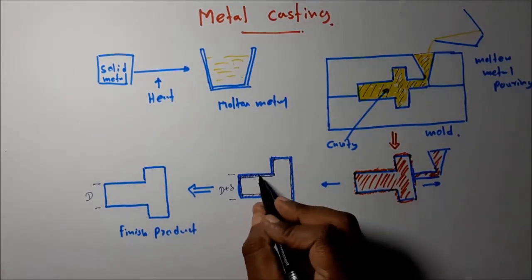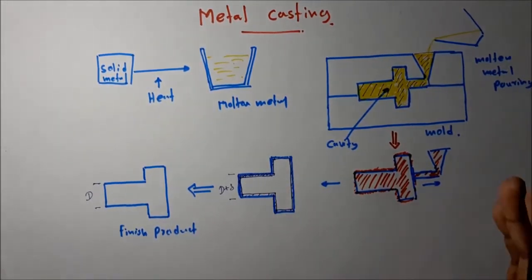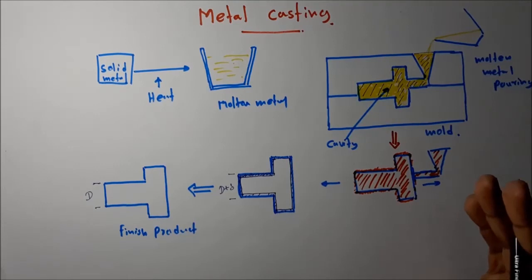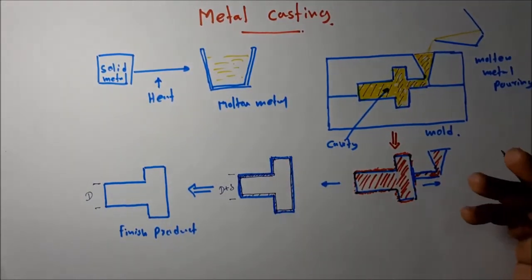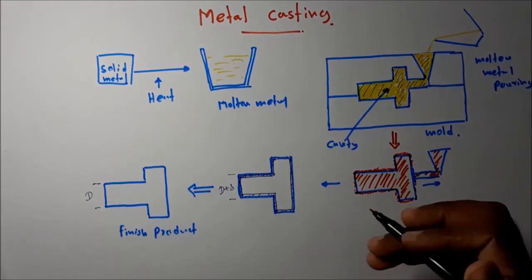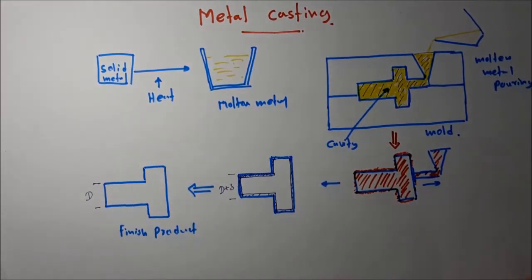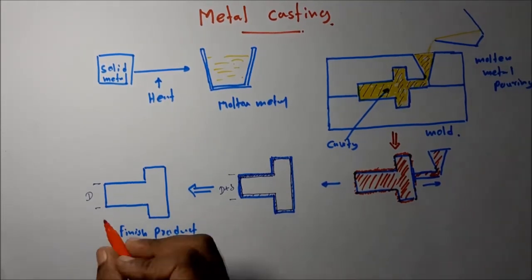While removing this layer, we can obtain smooth surfaces. That means we can obtain the required surface finish and also the required dimensional tolerance. Okay, this is the finished product after casting operations. These casting operations can also produce internal shapes.